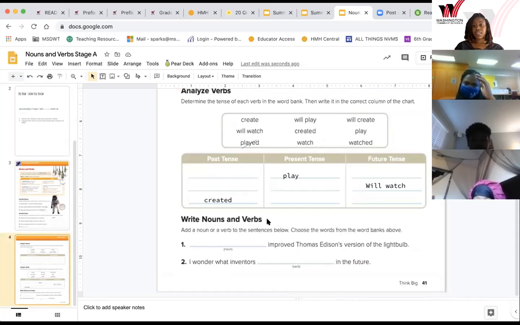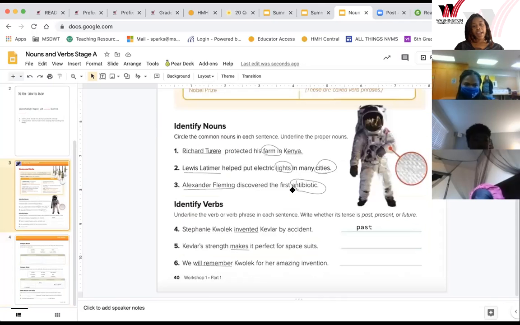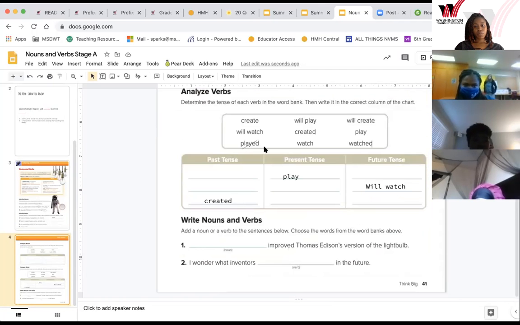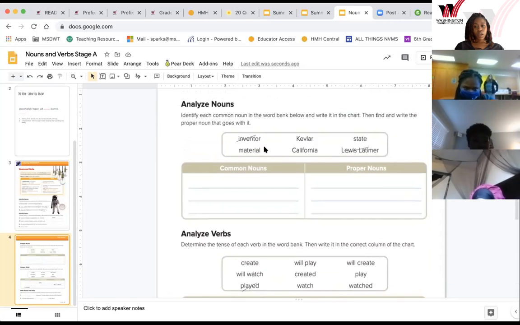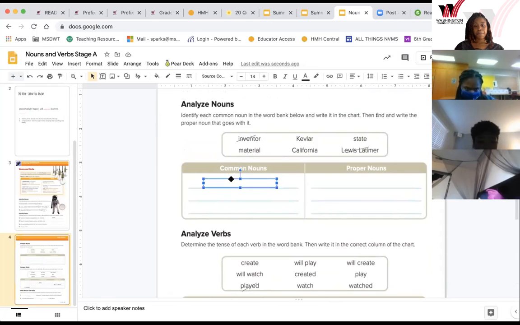Do you guys need a second to double check your answers or are you guys all good? Did you guys all get those correct? Okay, perfect. All right, analyzing nouns. So this activity started with the word bank. You were supposed to identify each common noun in the word bank and write it in the chart, and do the same for the proper noun that goes with it. So, Aaliyah, can you give me a common noun out of this word bank?